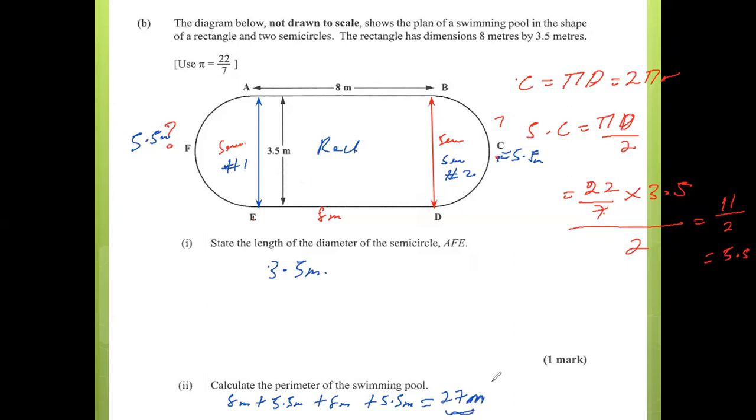Right, so the perimeter is what? 27 what? Meter. Remember that the perimeter is distance what? Distance around. Are we clear? Yes, sir.